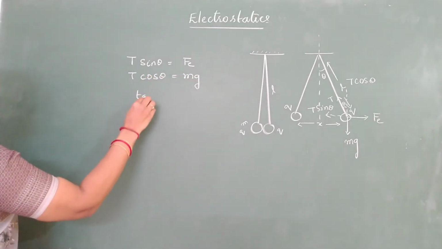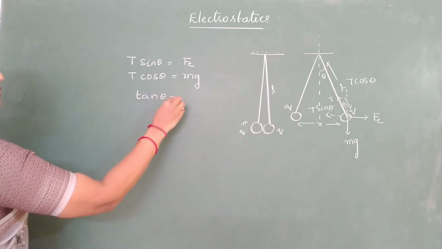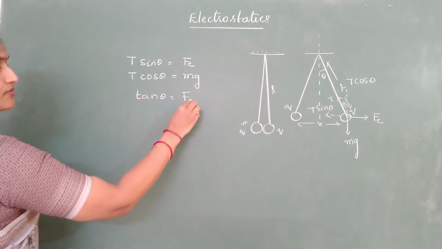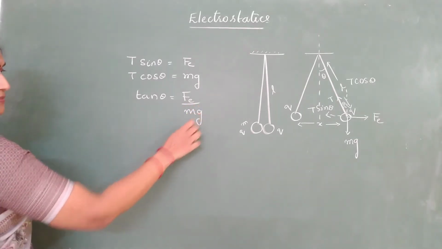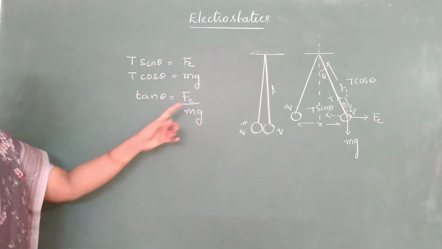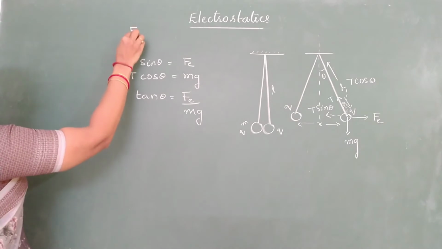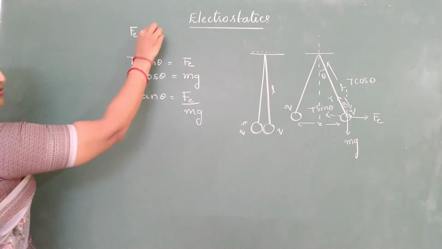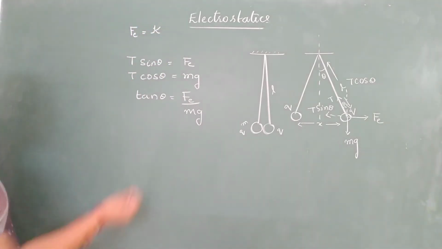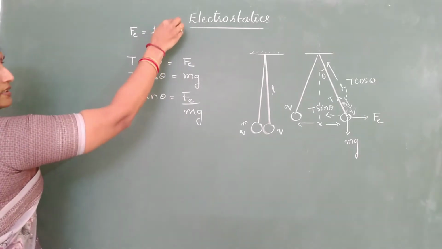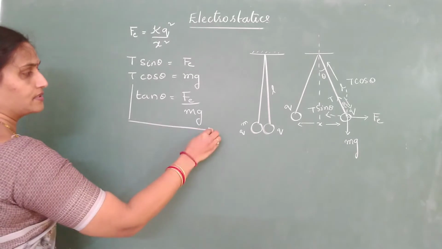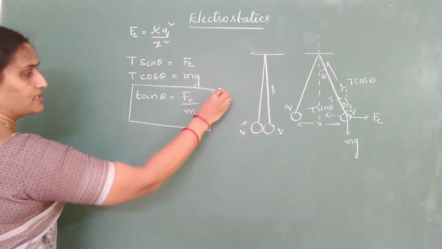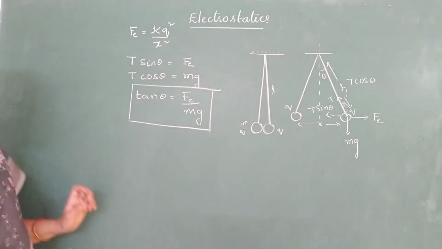Divide both of them. Okay, we get tan theta equal to electrostatic force between the charges divided by mg. And we know electrostatic force. Okay, how do we write this electrostatic force of repulsion? 1 by 4 pi epsilon naught, I am writing it as k, q square divided by x square. So remember this relation. You can replace Fe as kq square by x square.